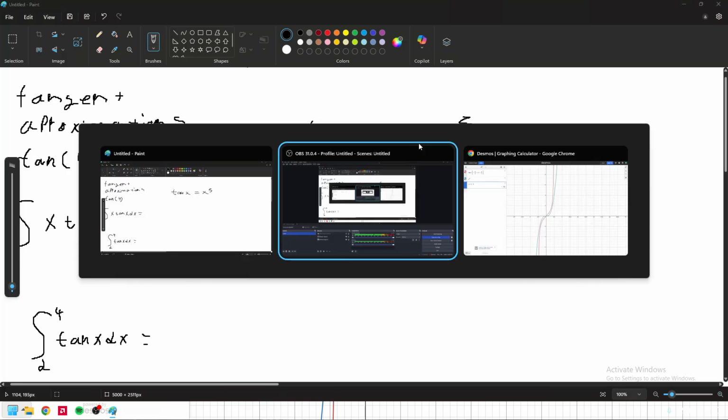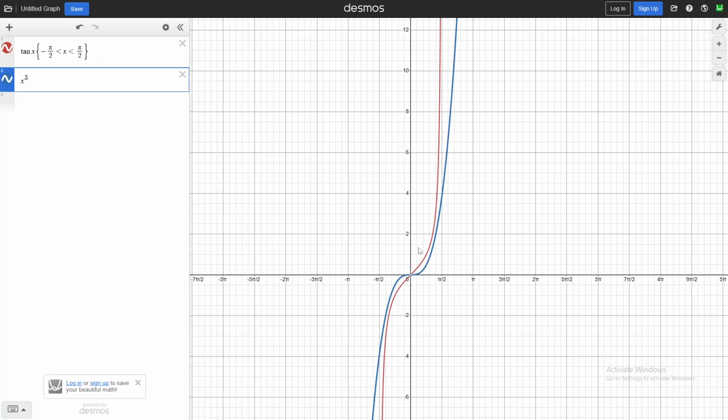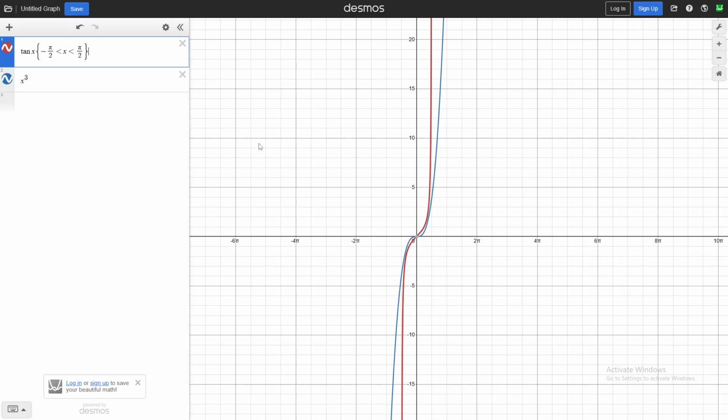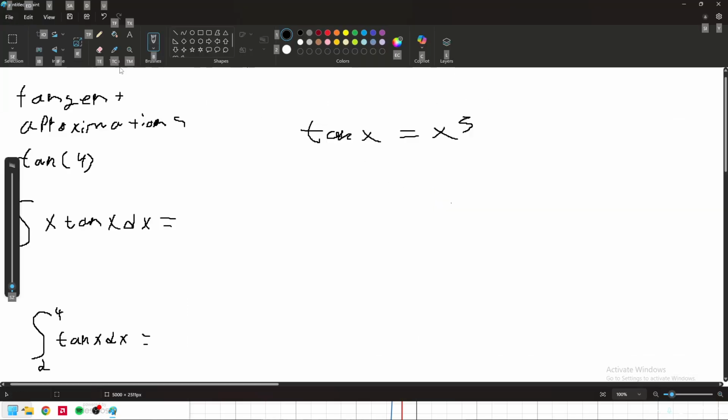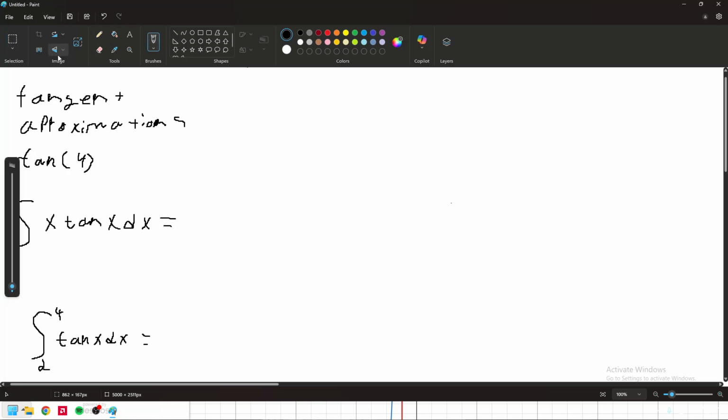And here's a little visual proof of that, right? Like right here, it's basically the same thing. For all intents and purposes, it's the same thing. So what we can do instead of memorizing our unit circle, like who wants to do that, is we can just approximate tangent with x to the third, right?